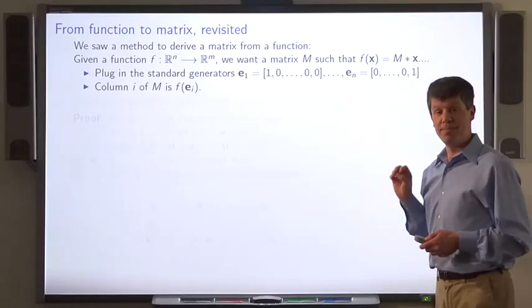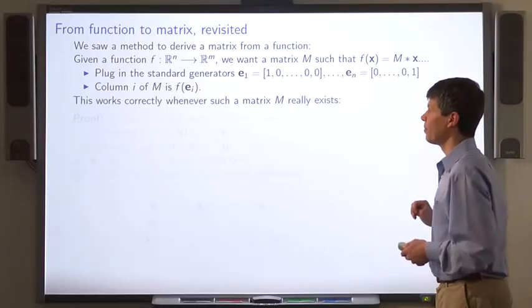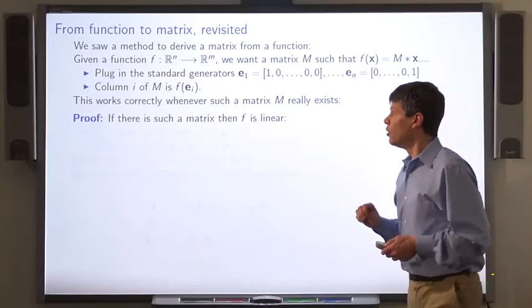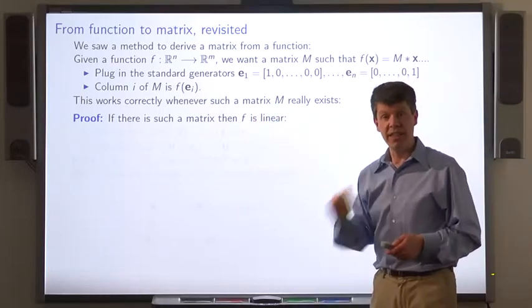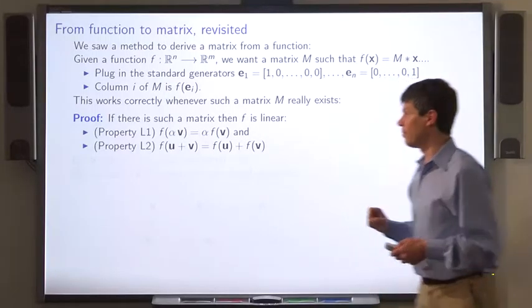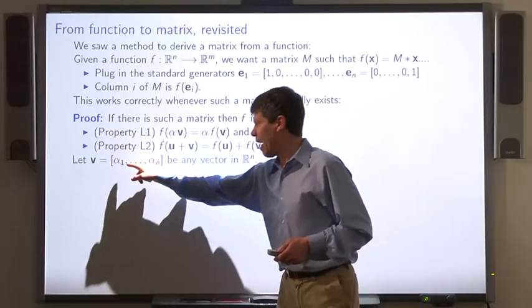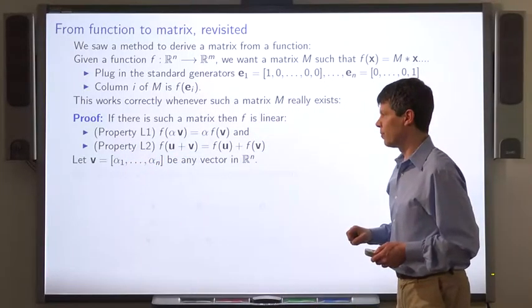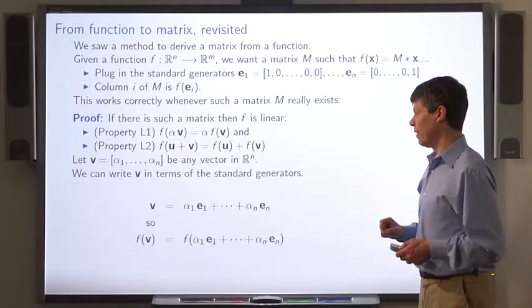Now we'll show that this method really works if such a matrix M exists. So if there is such a matrix, then we just showed that f is a linear function. That means it satisfies these two properties. Now take any vector v. Let's say its entries are alpha 1 through alpha n. We can write v in terms of the standard generators.